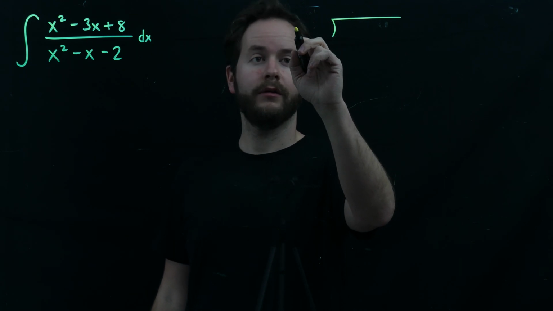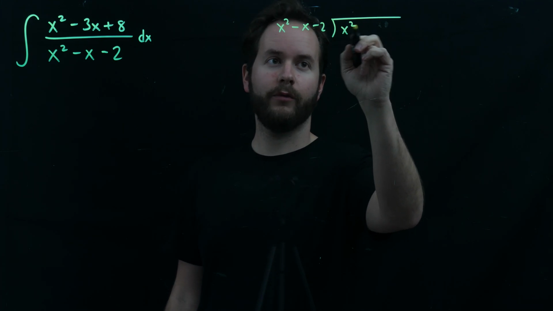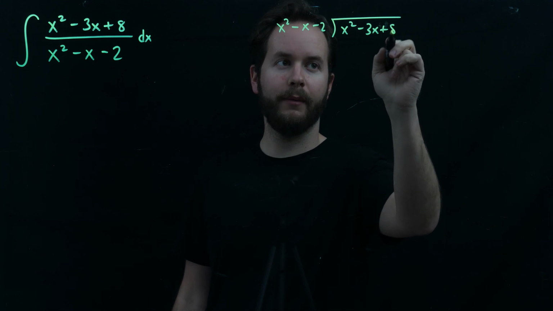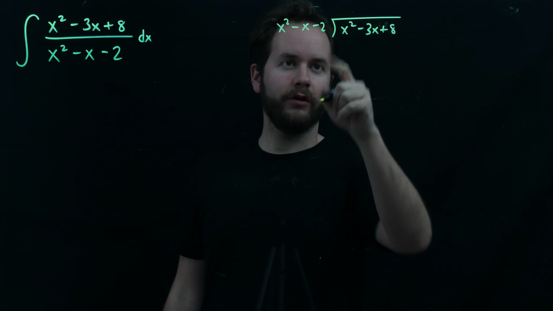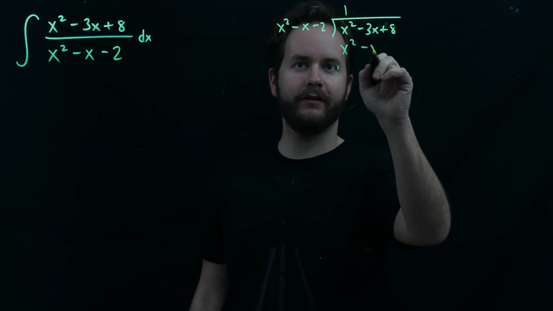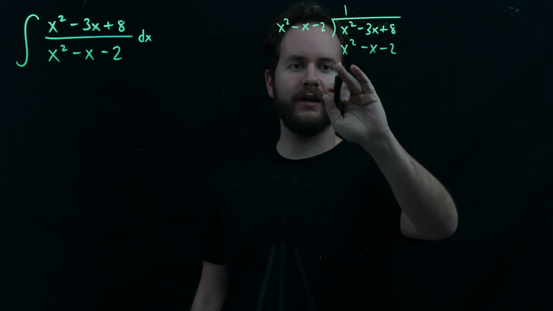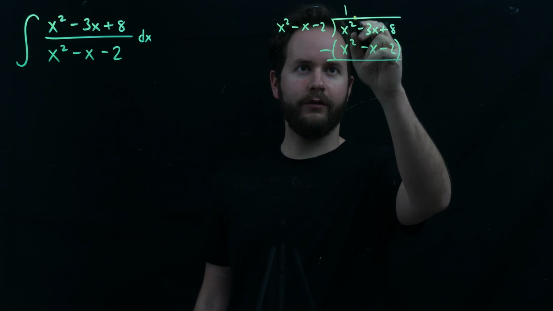I'm going to put x squared minus x minus 2 and x squared minus 3x plus 8. Remember, the numerator always goes inside the house, we say. X squared goes into x squared once. 1 times x squared is x squared minus x minus 2. We're going to say minus this quantity. The x squareds cancel, as should always happen.